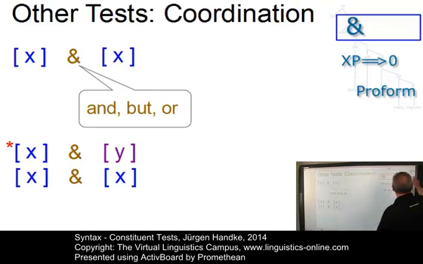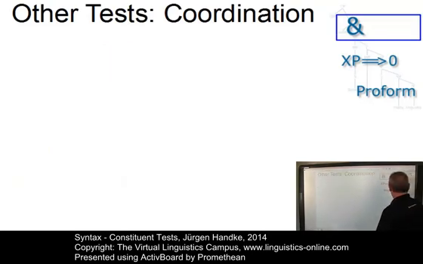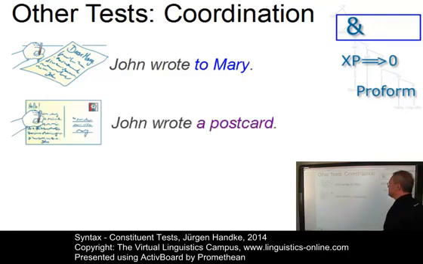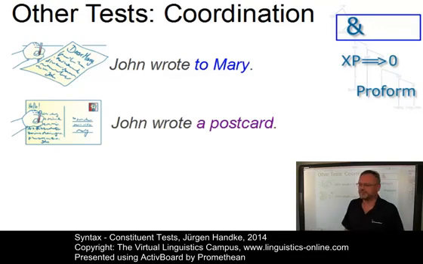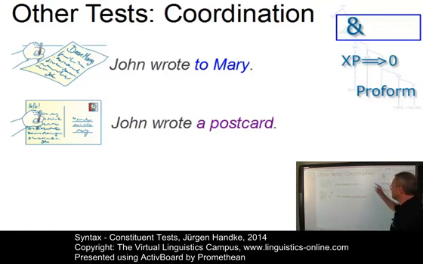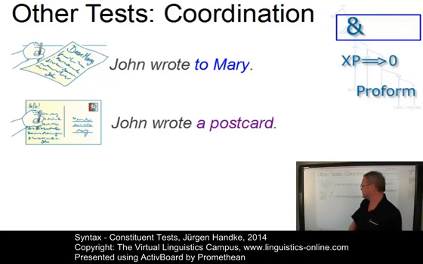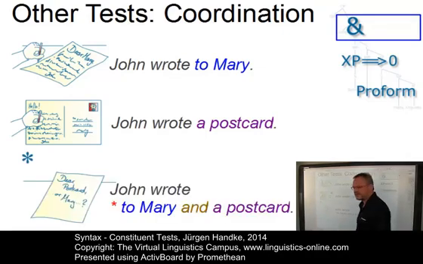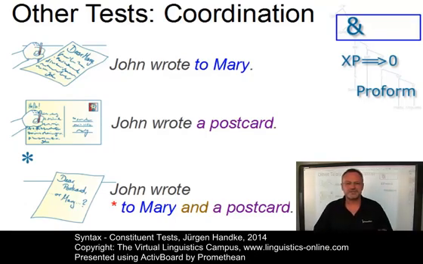Let's exemplify this. John wrote to Mary is one of our examples, which I'm going to use to exemplify this, and John wrote a postcard. Now, obviously we have two constituents. We can easily show that they are constituents. To Mary, John wrote. A postcard, John wrote. Both can be preposed, for example. But if we conjoin them, John wrote to Mary and a postcard, the sentence becomes ungrammatical.